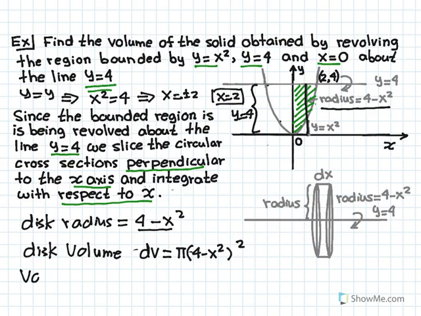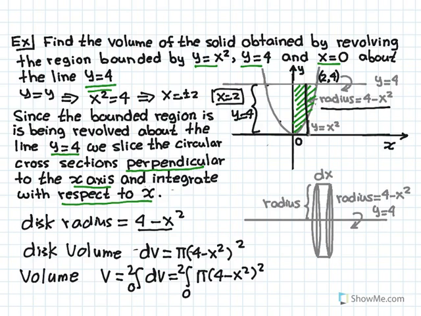Now let's compute the volume. Let's set up the definite integral for computing the volume. Volume V is the integral from 0 to 2. These are x values, and we're integrating with respect to x. The differential volume is pi times (4 minus x squared), all squared dx. So basically, we're integrating the volume of all of these disks.